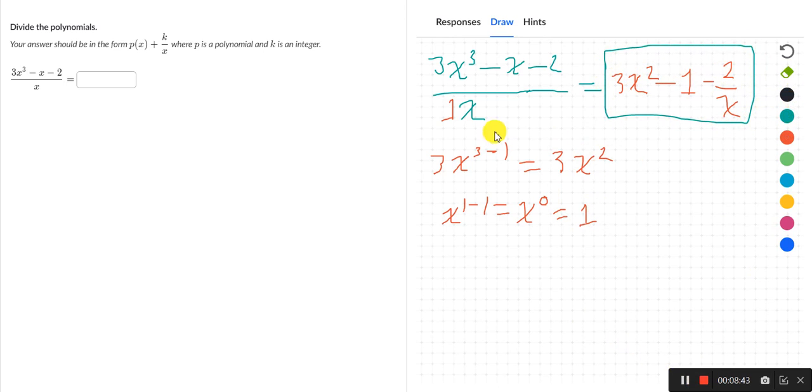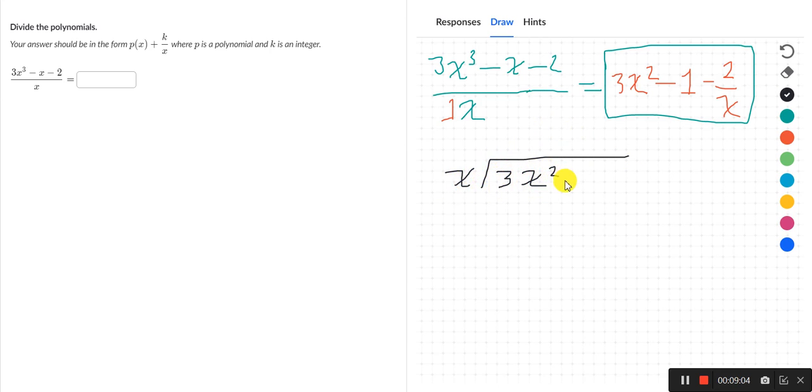Another way to do this is using long division. This is not necessary because you only have one term as your denominator, so in this case it's much easier to do it like this. But you can also do this by using long division. You see, 3x to the power of 3 minus x minus 2.